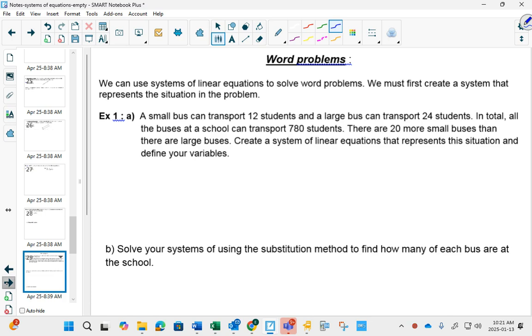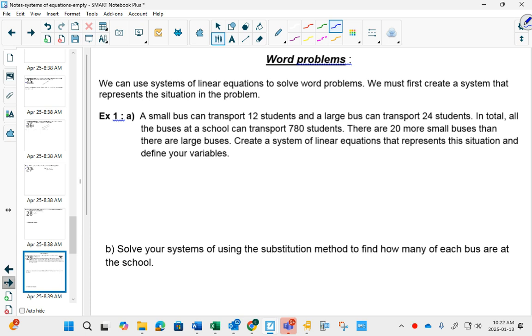So we have to read the word problem and create relationships, create equations from the word problem. In example 1, it says a small bus can transport 12 students and a large bus can transport 24 students. In total, all the buses at a school can transport 780 students. There are 20 more small buses than there are large buses. Let's create a system of equations to come up with this.